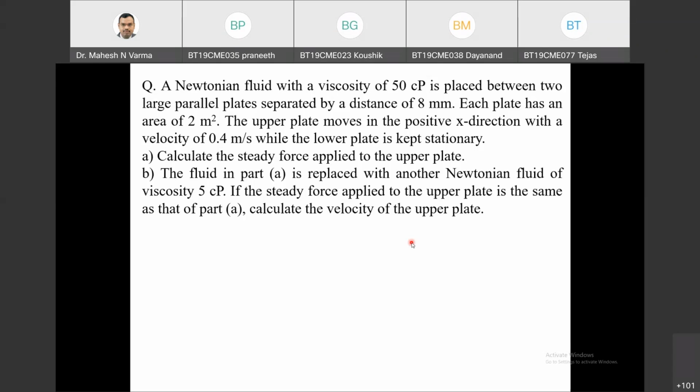Okay, now this 5 Newton force is kept constant, and this fluid is changed now. Initially, it was a more viscous fluid. Now it is a less viscous fluid. Viscosity of the fluid is 5 centipoise only, less viscous fluid. Now you need to calculate the velocity of the upper plate, and the lower plate is kept steady.